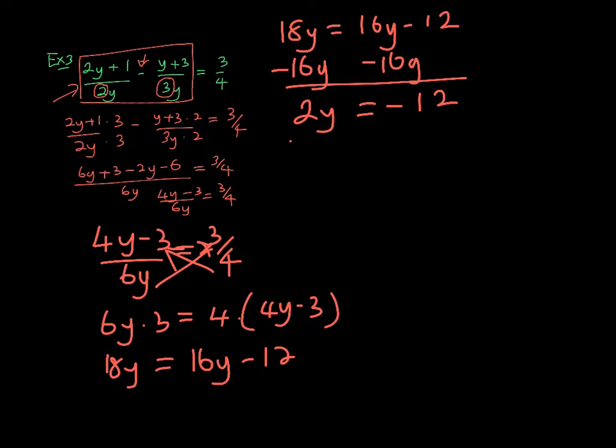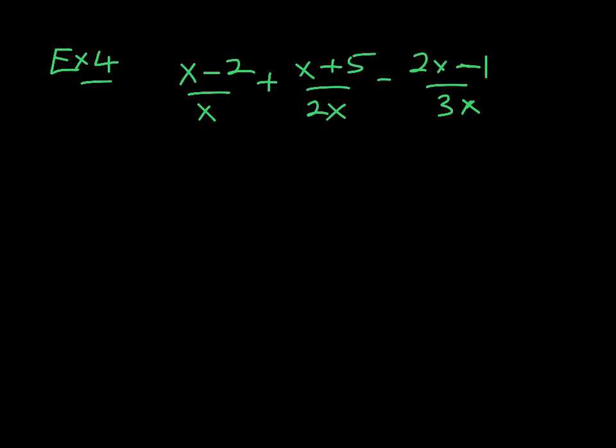To find y, we divide by 2. We also divide negative 12 by 2. So the 2's cancel out and it leaves us with y. y is equal to negative 12 divided by 2, which is negative 6. So the solution for this equation is y is equal to negative 6.